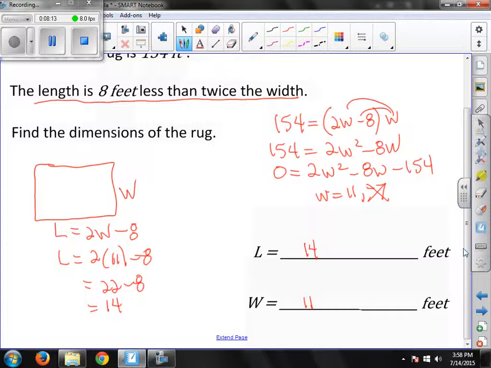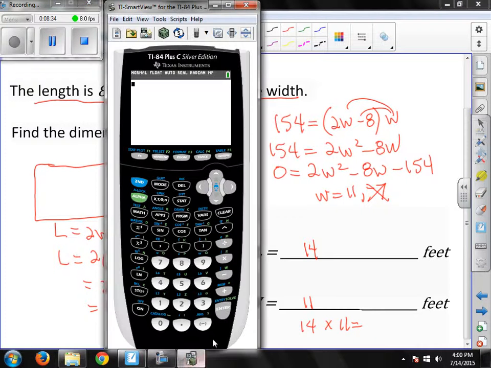Now there are always ways to check these problems. Let me show you what I mean. If I knew that my area is length times width, I'm going to multiply my length times my width. 14 times 11. Let's bring up our calculator. 14 times 11. And there we get our 154. So this checks out.